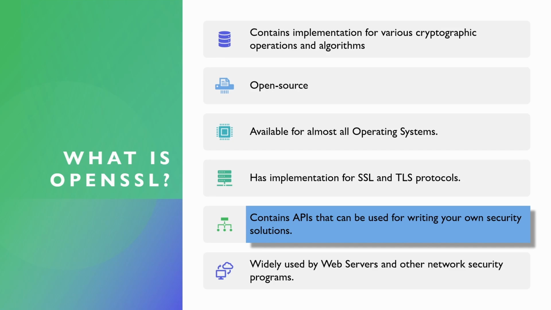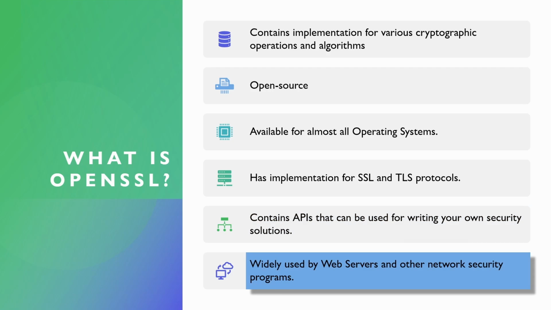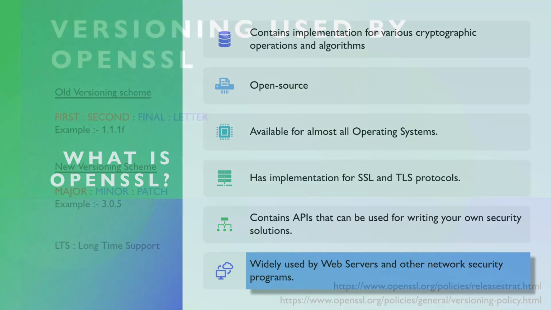OpenSSL also provides an API that can be used by a developer to write their own security software. The core library of OpenSSL itself is written in the C language. You can use the functions provided in that API to write your own security solution. OpenSSL is widely used on the internet to secure websites using HTTPS. Popular web servers such as Apache, Nginx, and Tomcat have built-in support for OpenSSL.